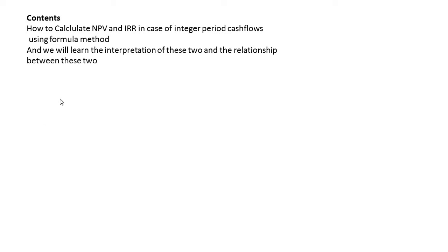Hello, in this video we will learn how to calculate NPV and IRR for integer period cash flows. Now let me first tell you what integer period cash flows are. Integer period cash flows are those cash flows which occur on integer periods like 1, 2, 3, 4 and 5. And not only the calculation, we will also learn the interpretation of these two and the relationship between these two.